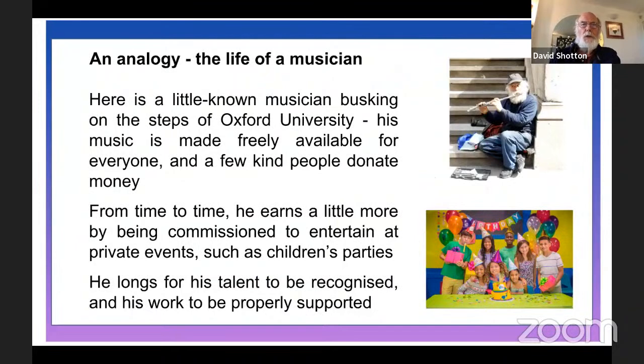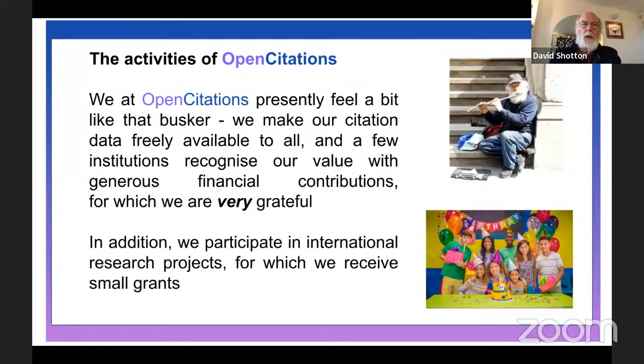I want to draw an analogy. Here you see a picture of a little-known musician busking. His music is made freely available, and a few kind people throw a few coins down for him. And from time to time, he can earn a little more money by being commissioned to entertain at private events, such as children's parties. But he longs for his talent to be recognized and for his work to be properly supported. How like OpenCitations is that?